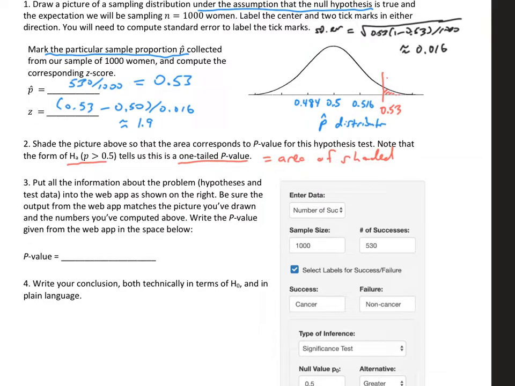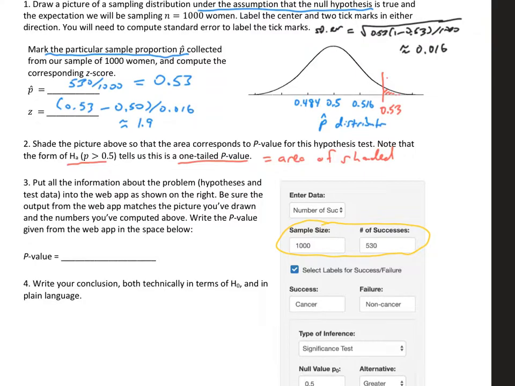Notice how in the setup here, this is what I was talking about before. The input for the computer program is the sample size and the number of successes in that sample size. So successes here just means the number of times people answered the way you're paying attention to. So for us, the people who answered cancer would be considered a success.